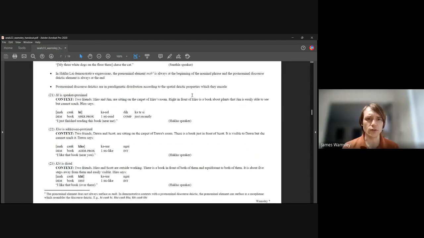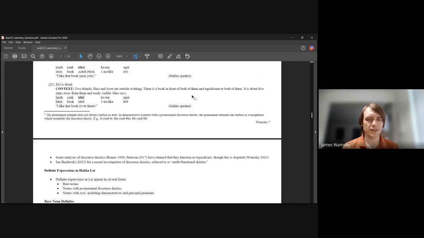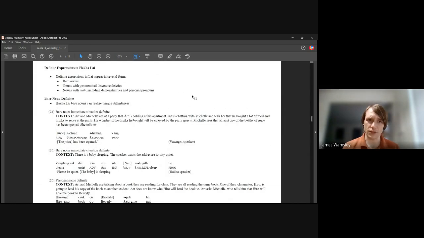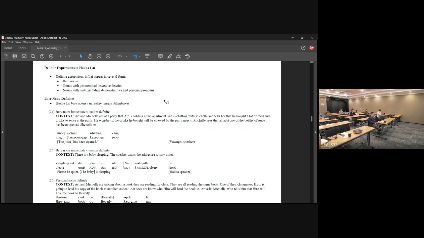Let's go to definite expressions in Hakha Lai. So there are 3 categories that I'd like to look at because of the ways that definites are encoded in Hakha Lai. These are bare nouns, nouns with postnominal discourse deictics, and nouns with prenominal ma. This includes demonstrative and personal pronouns.